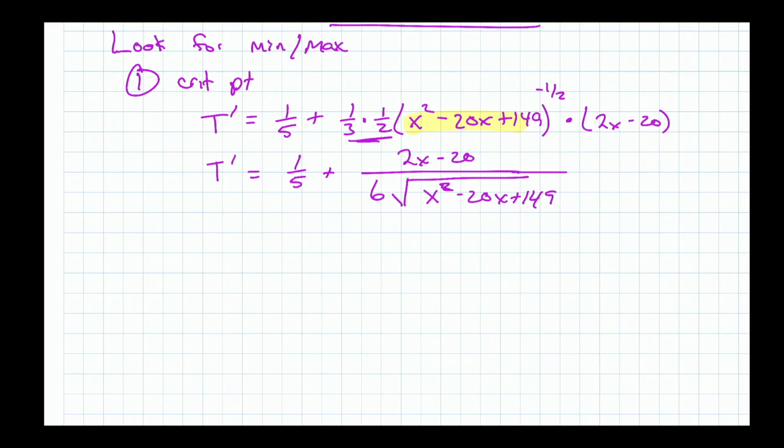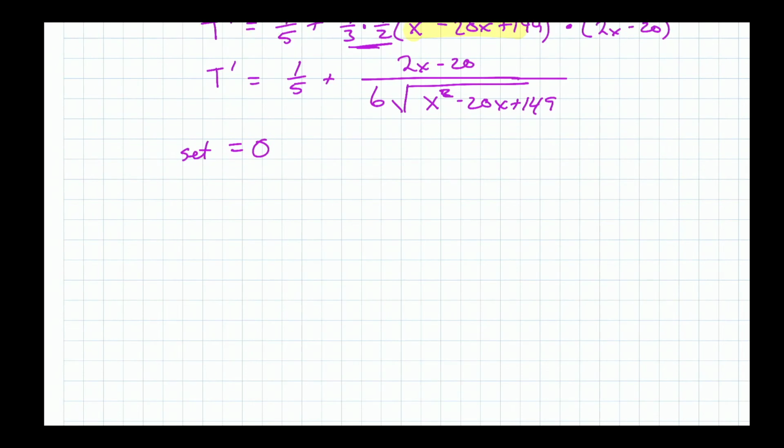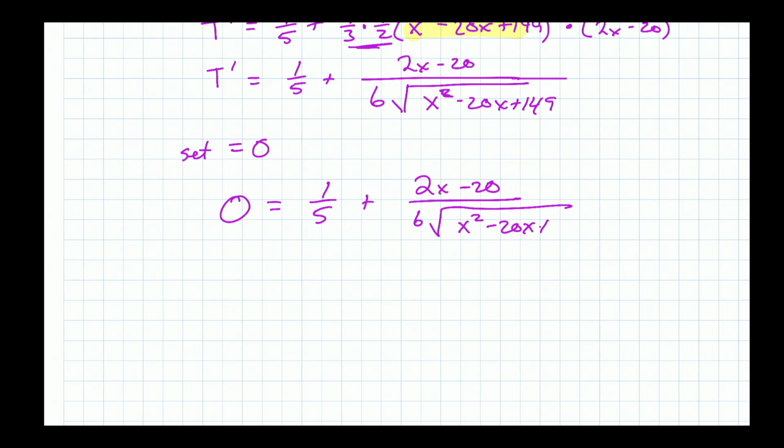Okay, so what you have to do for critical points is once you have the derivative, we want to set this equal to 0, right? So set equal to 0. So you go 0 equals 1/5 plus (2x minus 20) over 6 square root of (x squared minus 20x plus 149). We have to solve this. You can get a computer to help you, but I'm just going to do it by hand.